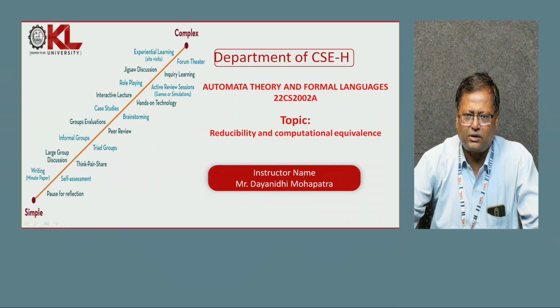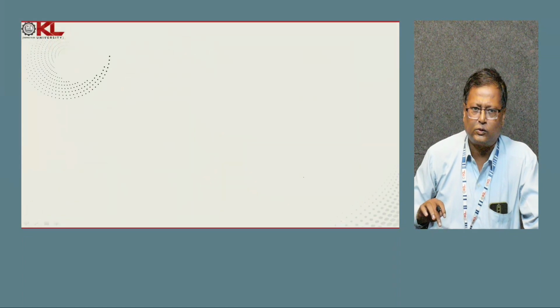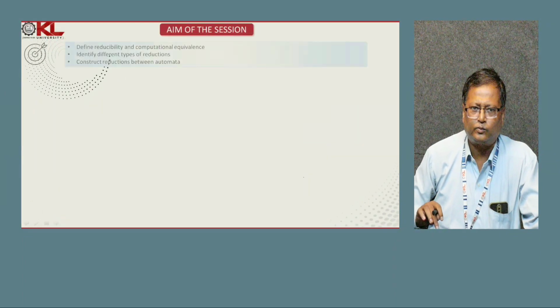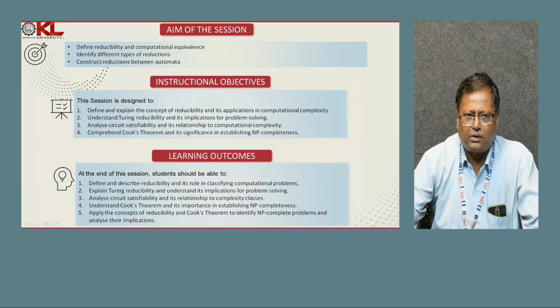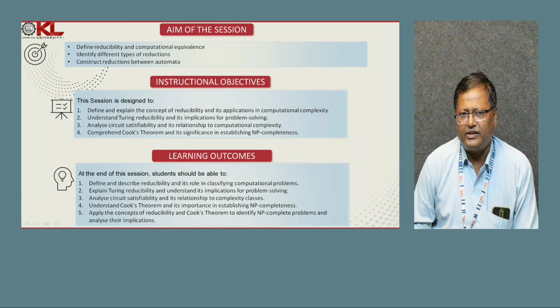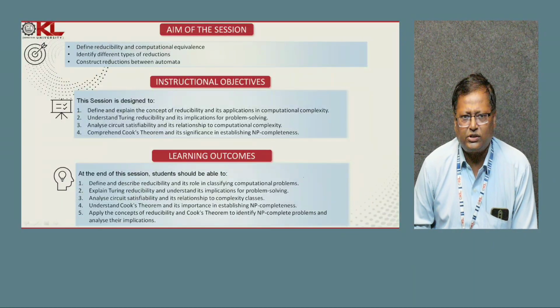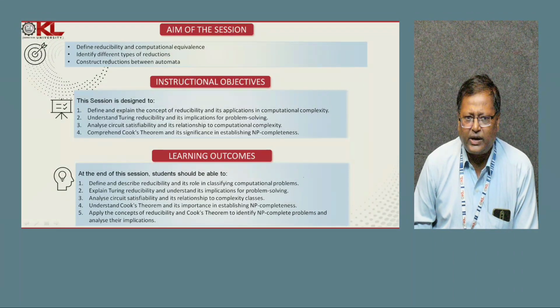So before going to that topic, first to know what is the aim of the section, what are the instructional objectives, and what is the outcome for the students. So the aim of the section is to define reducibility and computational equivalence and identify different types of reductions and construct the relation between the automata.